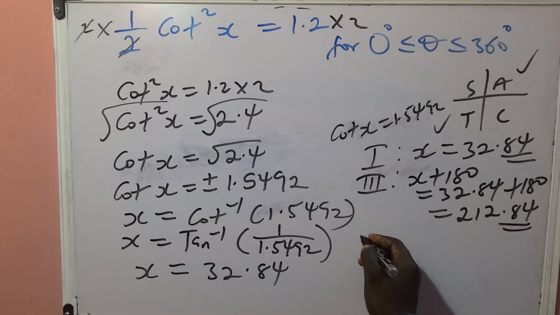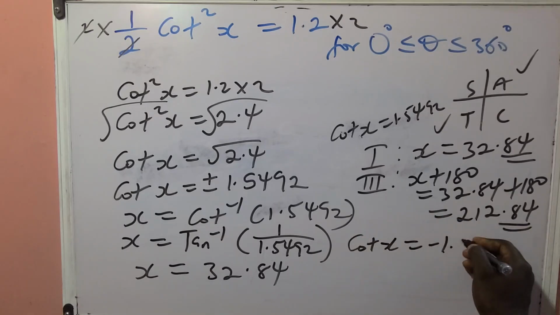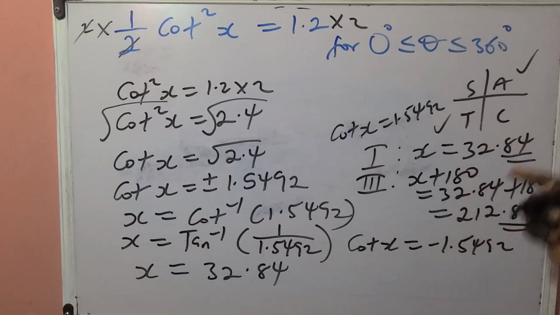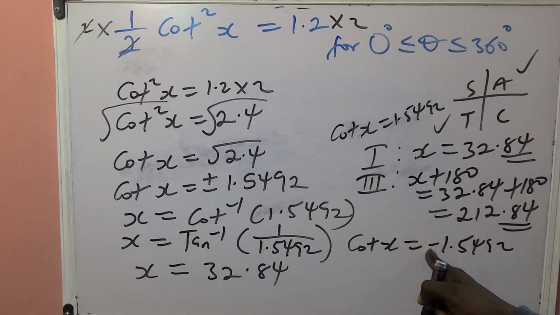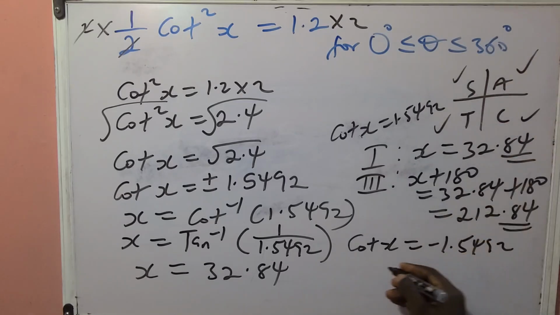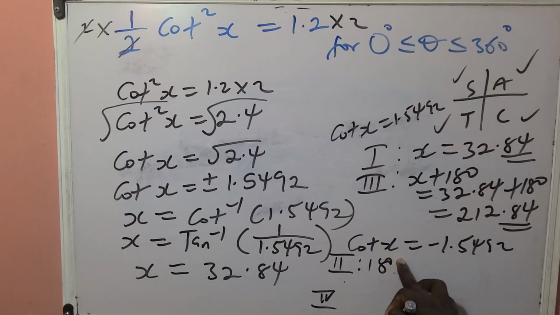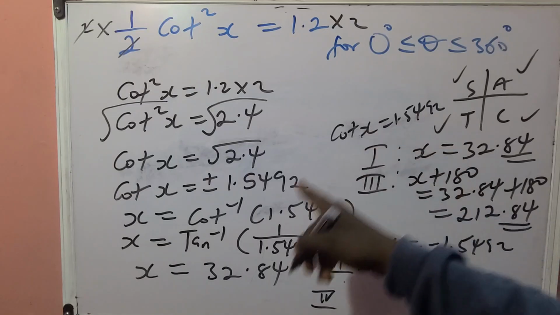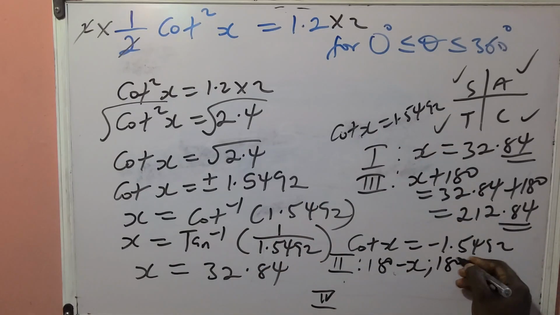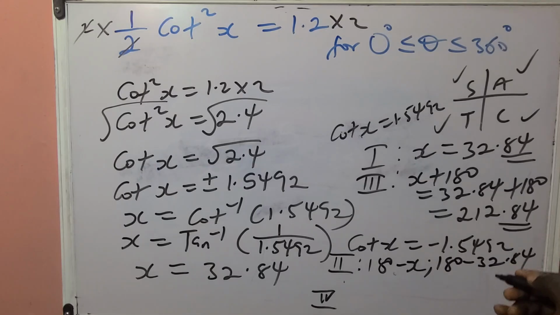So when we're dealing with the negative side, that means when cot x equals minus 1.5492, your cot is negative in the second and the fourth quadrant. So we have the second quadrant and the fourth quadrant as the quadrants of interest. And the rule that goes on in the second quadrant is 180 minus x, your x being this same value here. So that will be 180 minus 32.84, and that will be 147.16. So that's one of our values.